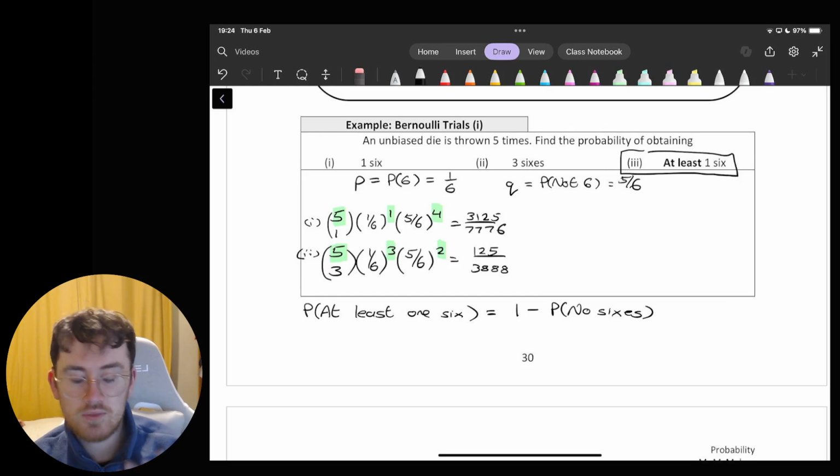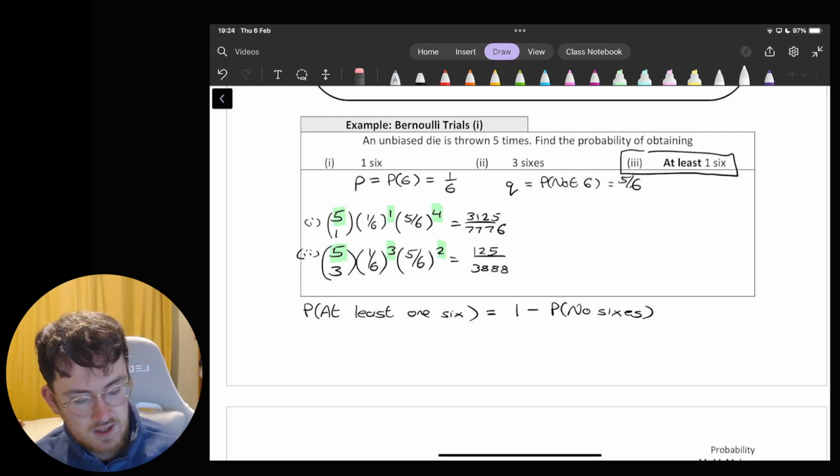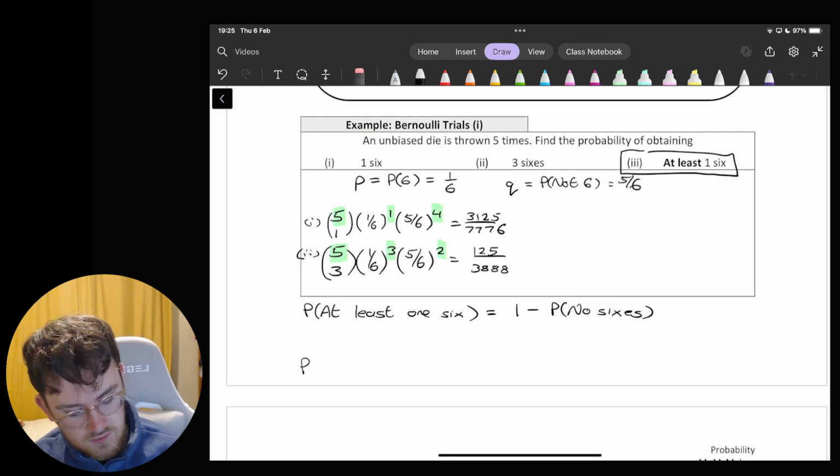Okay, it's kind of a complement rule here. So we're basically saying that taking away the probability of no sixes removes the only case where we end up not satisfying our question here. So what we need to look for then is the probability that I get no sixes.